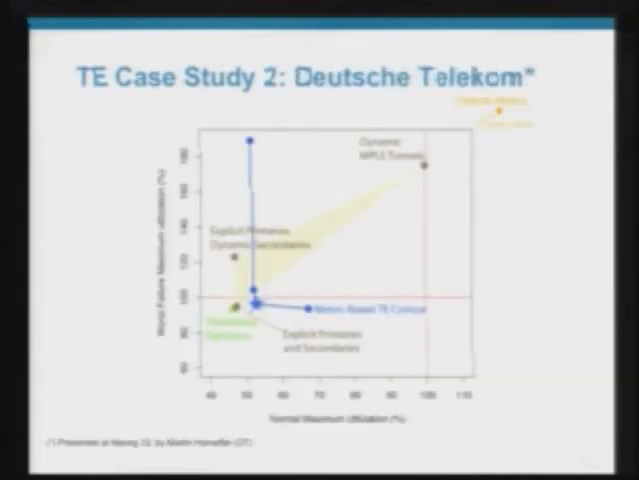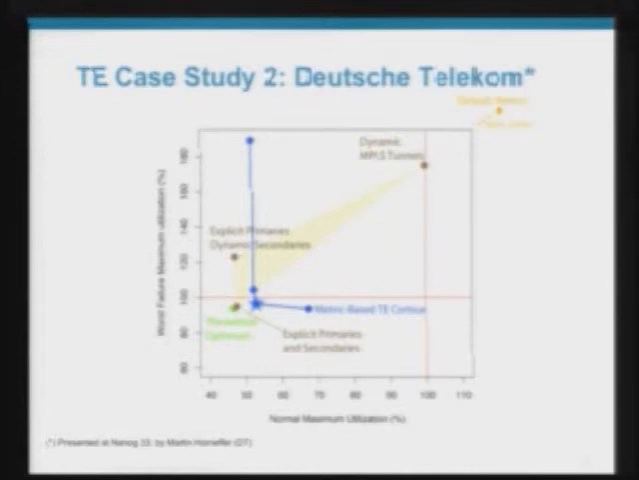So this was presented at one of the NANOGs in Las Vegas, I believe, where, again, this comparison was being made. And they could see that introducing tunnels would decrease the worst-case failure utilization, that's this axis here, and would decrease it under normal. It was a bit lower. But manipulating the metrics, even though it was a bit higher, was good enough. So let's not add to the complexity of the network if we don't need to.